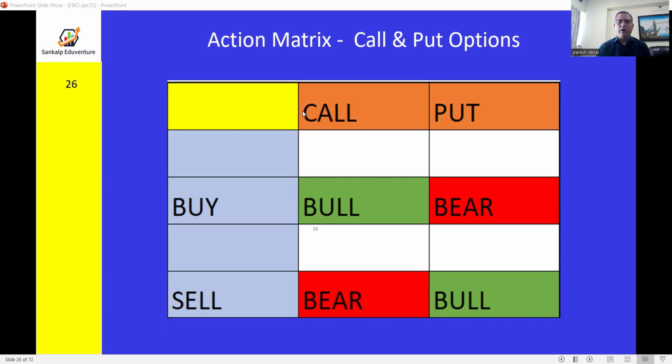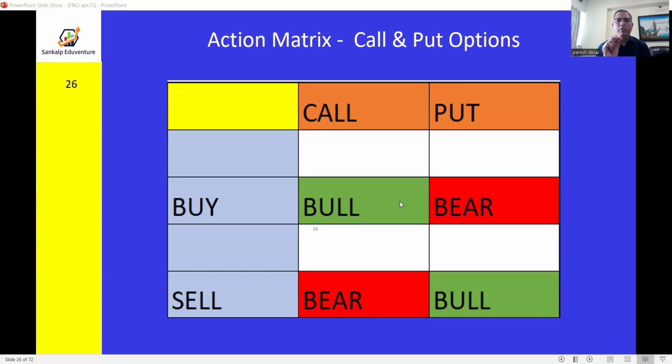He will buy a call, right? And if he is a bear, he will buy a put. So call and put. Right now, I'm just going for the buy concept. I'm not going to the sell concept. We cannot take all the concepts at one time. So let us understand only the call part today, which is understanding buying a call.